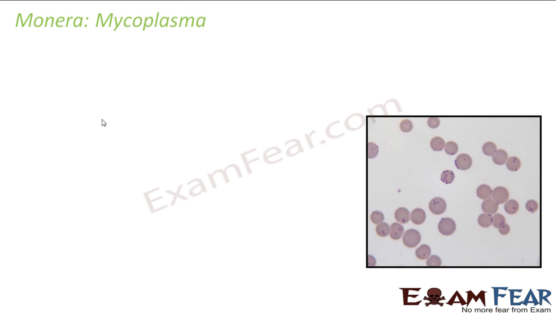Okay, let us take another example of Monera. Let us take the example of the bacteria Mycoplasma. So what is this Mycoplasma? Generally, Mycoplasma is a parasitic bacteria. What do I mean by parasitic bacteria? That means this is a heterotrophic bacteria. Heterotrophic means it depends on others for its own food. It cannot prepare its own food.